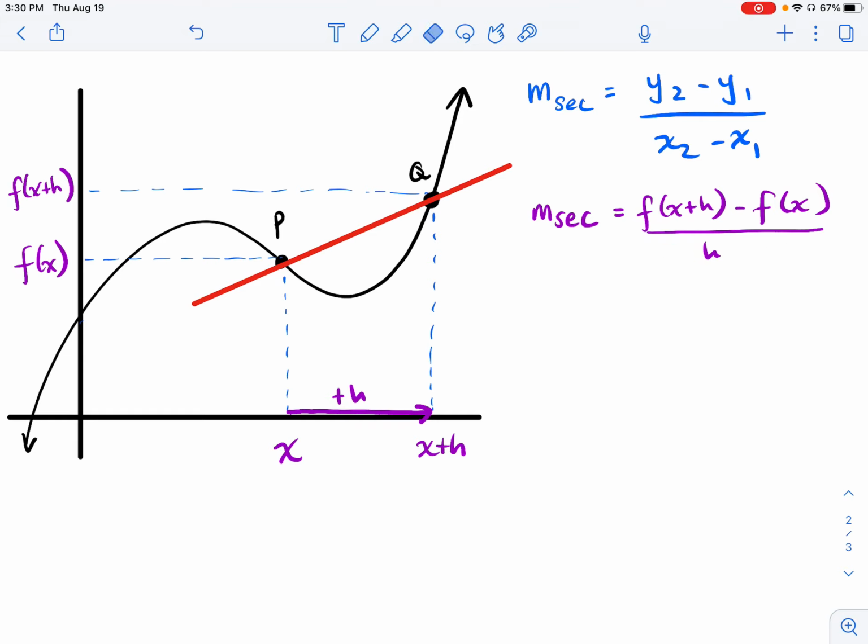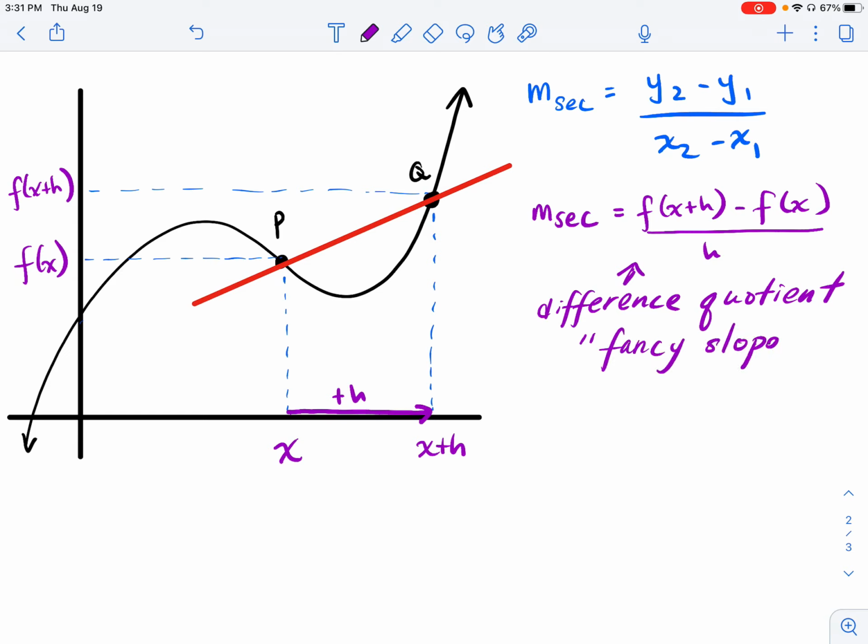Now, if you're looking at this, you should probably realize that this looks pretty familiar. This is what's known as a difference quotient. We call this a difference quotient. You may have seen that previously in pre-calculus. And if you remember, that difference quotient is simply a way of describing the slope. It's another way of describing the slope. So we're going to say fancy slope. That's really all it is.